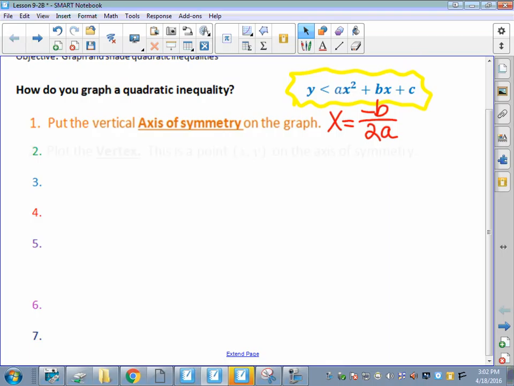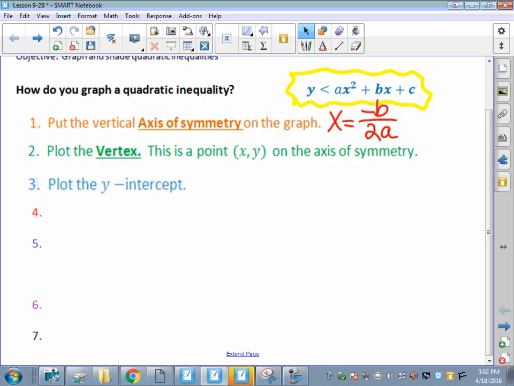Next, you're going to find your vertex and get that on the graph. Remember, this is a point (x, y) on the axis of symmetry, and we find that by putting the x value from our axis of symmetry into the inequality and figuring out what value we get. You kind of ignore the inequality and just think of it as an equal sign because we need an actual value. So use an equal sign while you're finishing up the vertex.